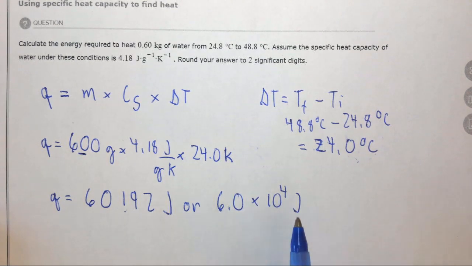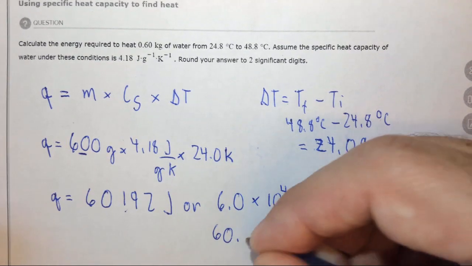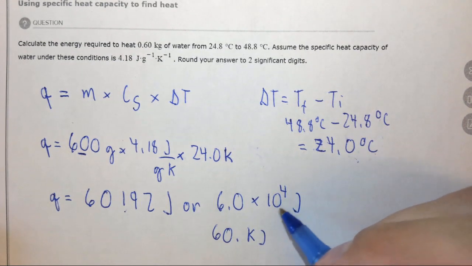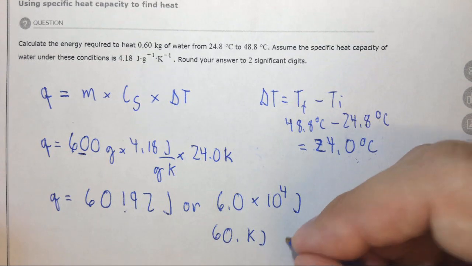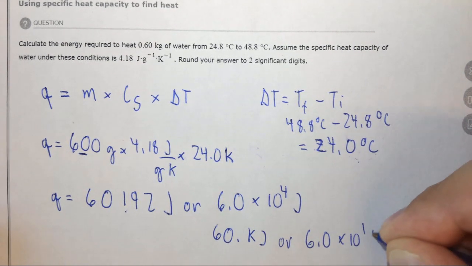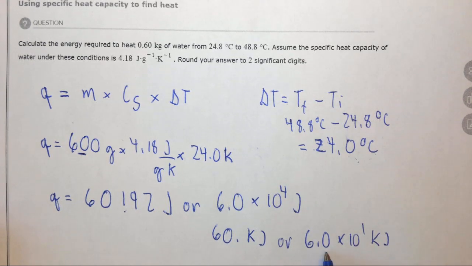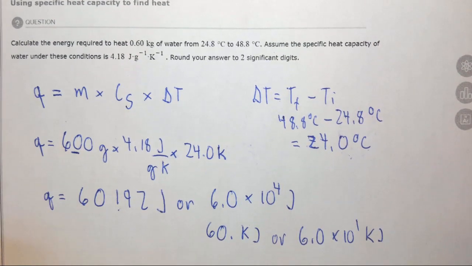You could also convert this to kilojoules by dividing by 1,000. There it's a little bit trickier. Alex will accept 60 kilojoules, so 60,000 divided by 1,000 is 60, so 60 kilojoules, or you could probably write this as 6.0 times 10 to the 1 kilojoules, because this is clearly 2 significant figures, although Alex accepts this as well. So sig figs are a little bit tricky here because that last digit is a 0, but this is the basic idea to solve this problem.